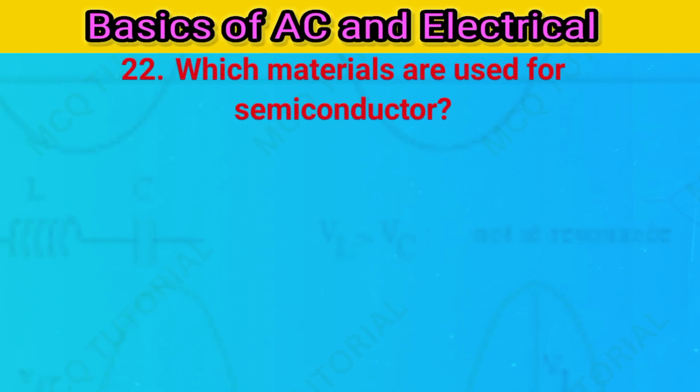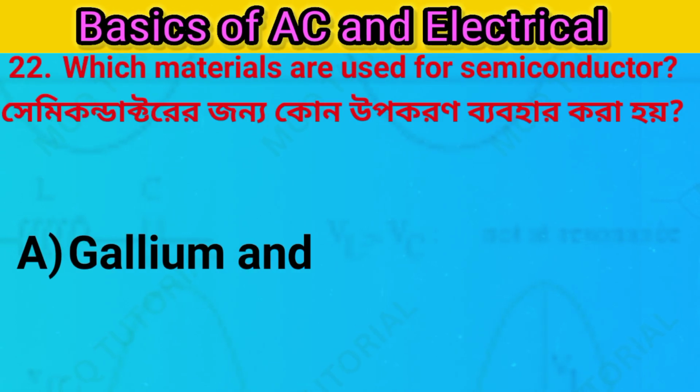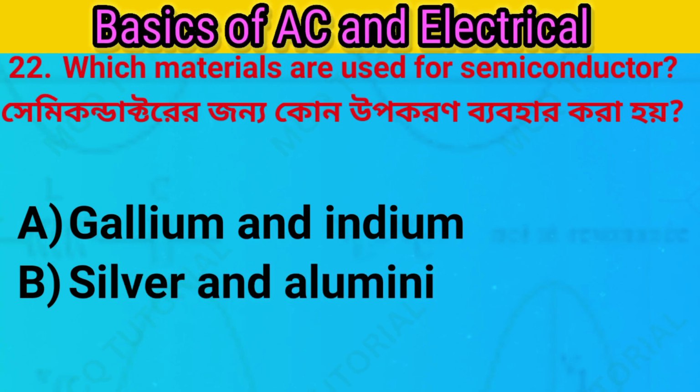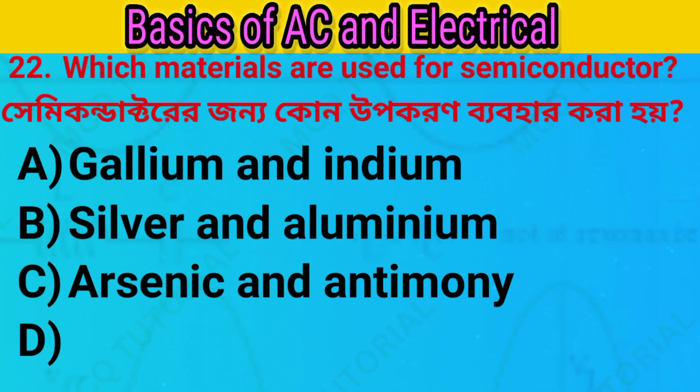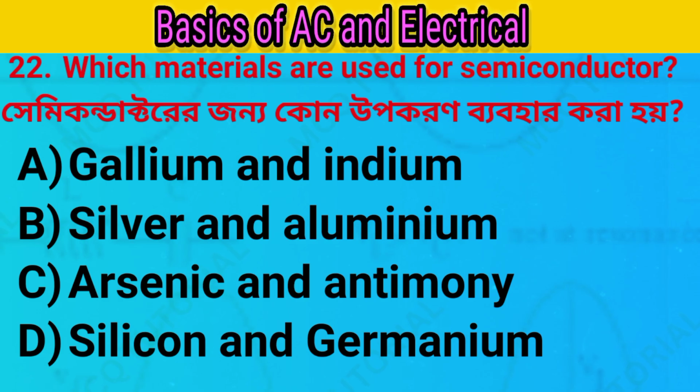Question 22. Which materials are used for semiconductor? Option A gallium and indium, option B silver and aluminium, option C arsenic and antimony, option D silicon and germanium.